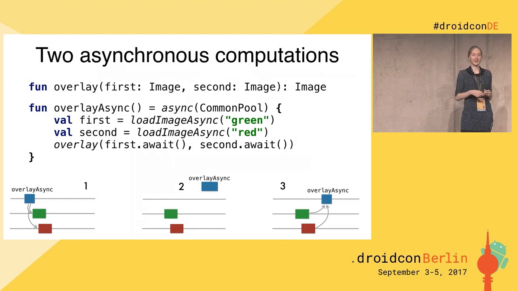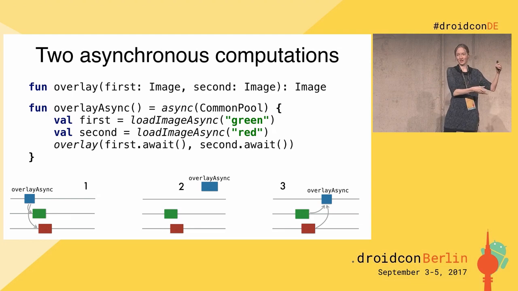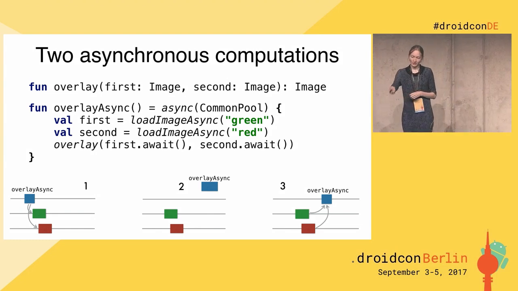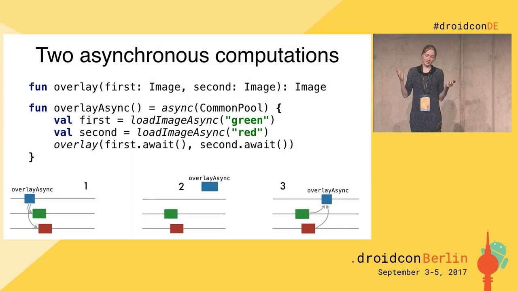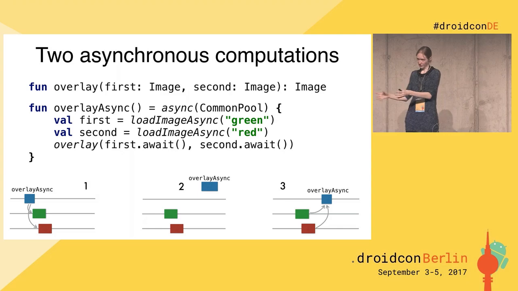Let's now look at the example with two asynchronous computations, the images that I showed you before. And now there is actual code that represents starting these two asynchronous computations. We just say that we want to overlay these two images, and we have a function that returns a new image, which is the result of overlaying the first and the second one.